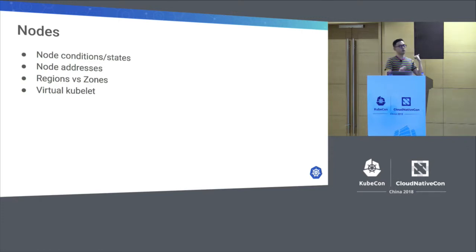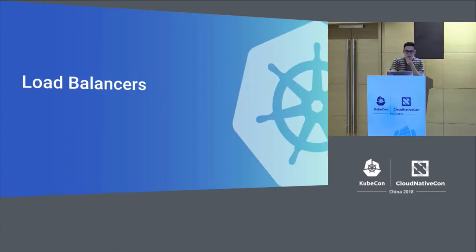So that's internal IPs, external IPs, internal DNS, and all that stuff. And then regions and zones. And then Brendan Burns talked in yesterday's keynote about virtual kubelet. So how do we make sure that we're building this node API in a way where we can support things like virtual kubelet in the future.